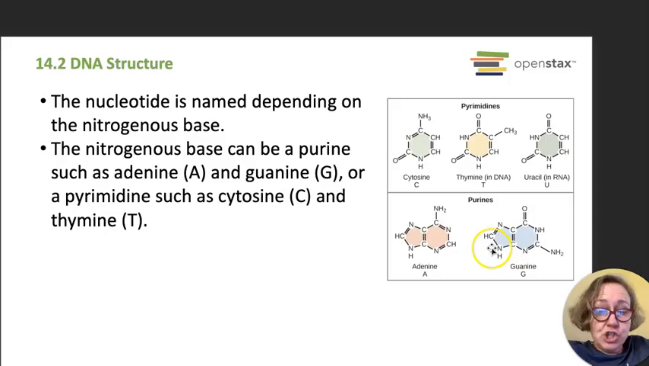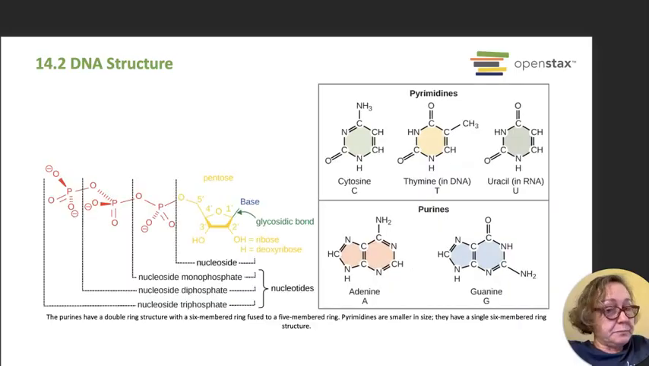And always, just like Chargaff's rule from the last chapter, you will have an adenine paired with a thymine and a guanine paired with a cytosine, a purine paired with a pyrimidine, but very specifically A and T, G and C. Here is what that looks like in different ways of organic chemistry, if this helps you in some way to think of it that way.